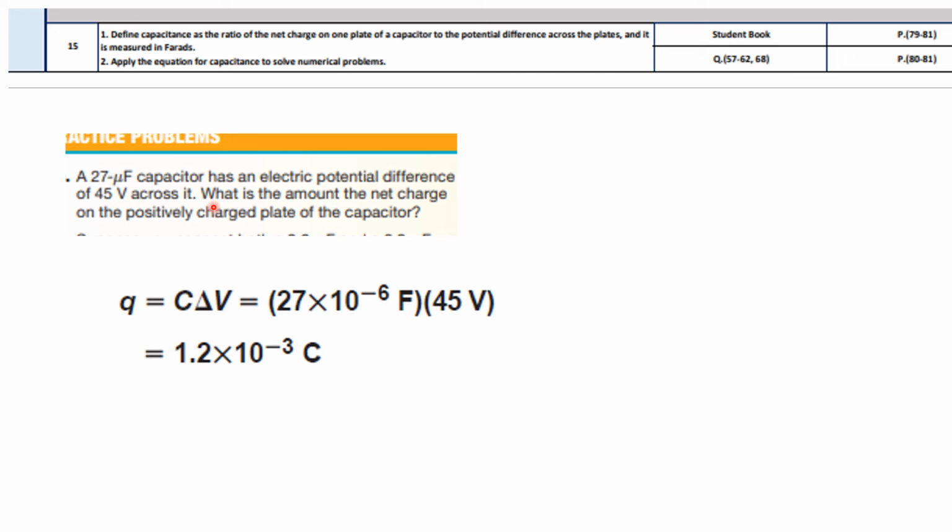It has an electric potential difference of 45 volt across it. So we have the voltage, delta V, and we have the capacitance, given as 27 microfarad. So the question is to calculate the net charge, Q. When you see charge, it means, of course, the Q. So Q equals, remember the equation in the previous slide, C, the capacitance, multiplied by delta V. And the charge is equal to 1.2 by 10 minus 3 Coulomb.